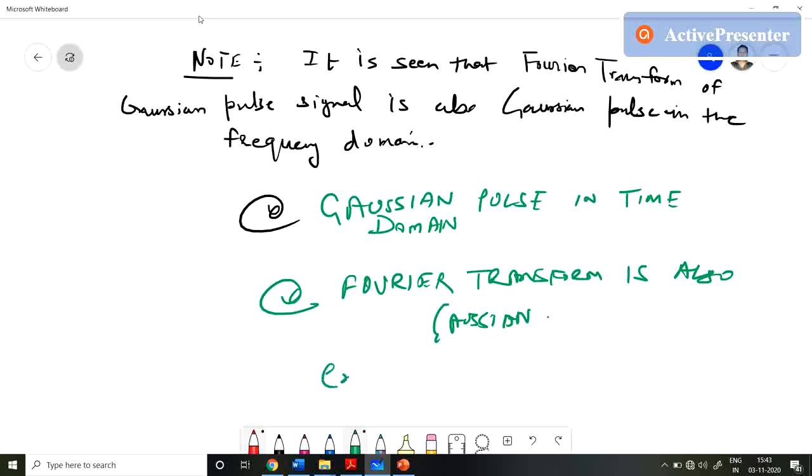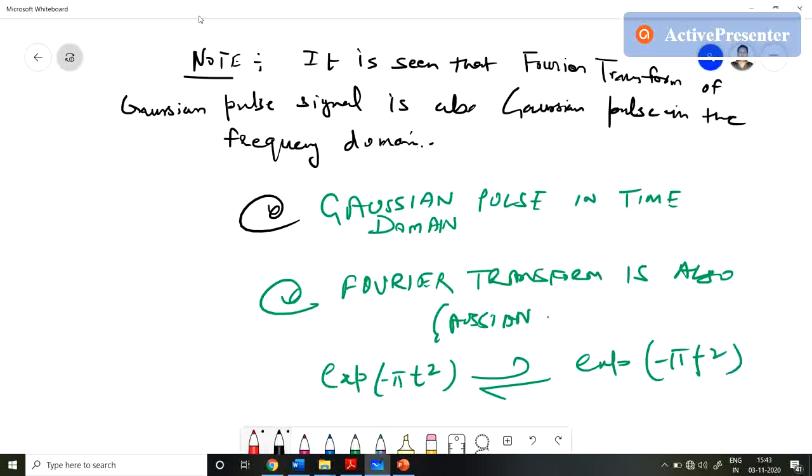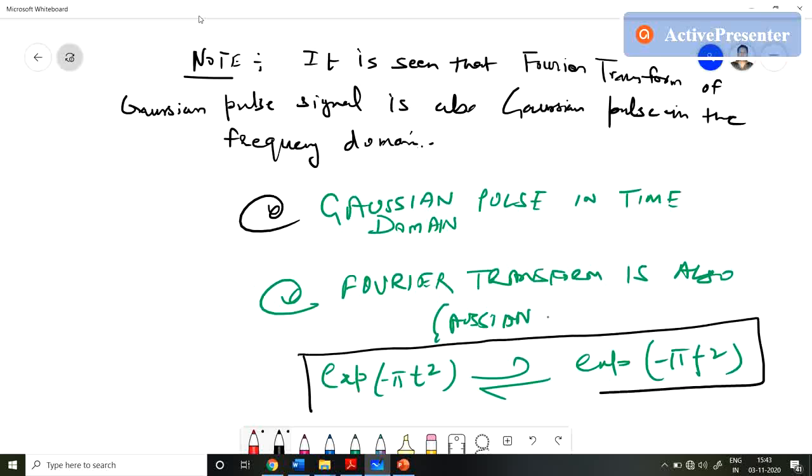So the important conclusion is that exponential minus pi t square has the Fourier transform exponential minus pi f square. This is a very important result we are getting. In f, if we write it in terms of f, then exponential minus pi t square will give the Fourier transform exponential minus pi f square. So a Gaussian pulse in the time domain has a Fourier transform that is also Gaussian.